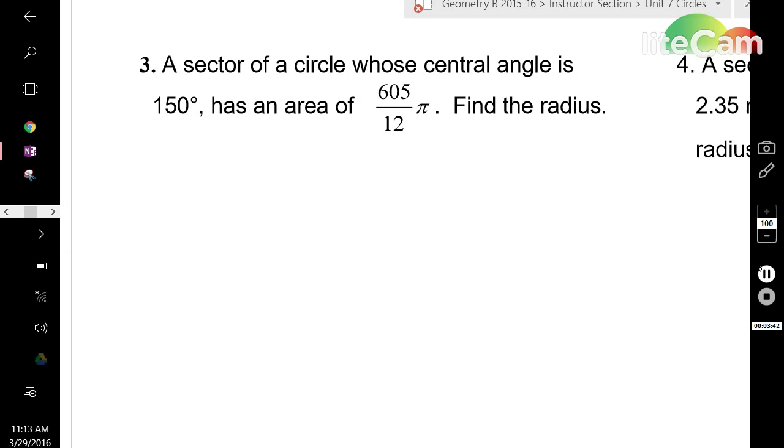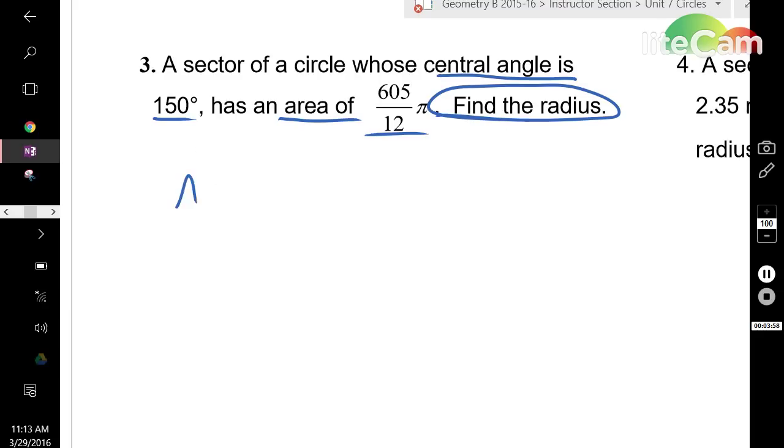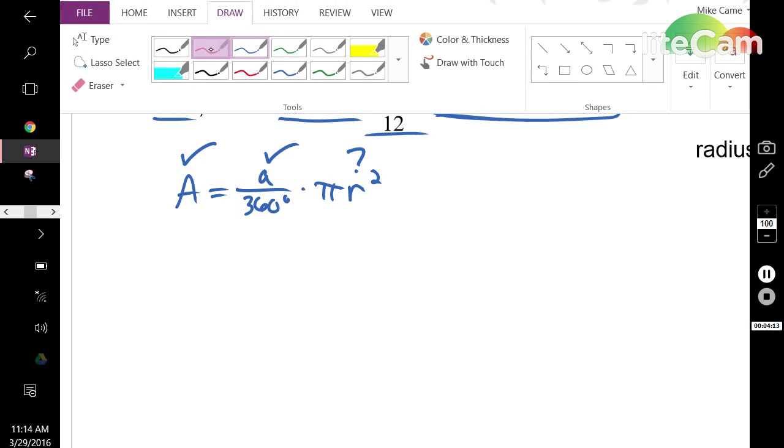In this problem, it tells you a sector of a circle whose central angle is 150 degrees has an area of 605 over 12 pi. Find the radius. So we're asked to find R here, and we're going to use the degrees formula because they give us an angle in degrees. Now, out of our 3 variables, they give us the area of the sector. They give us the central angle. We don't know the radius, though. So we're going to plug in our known values and solve for our unknown.